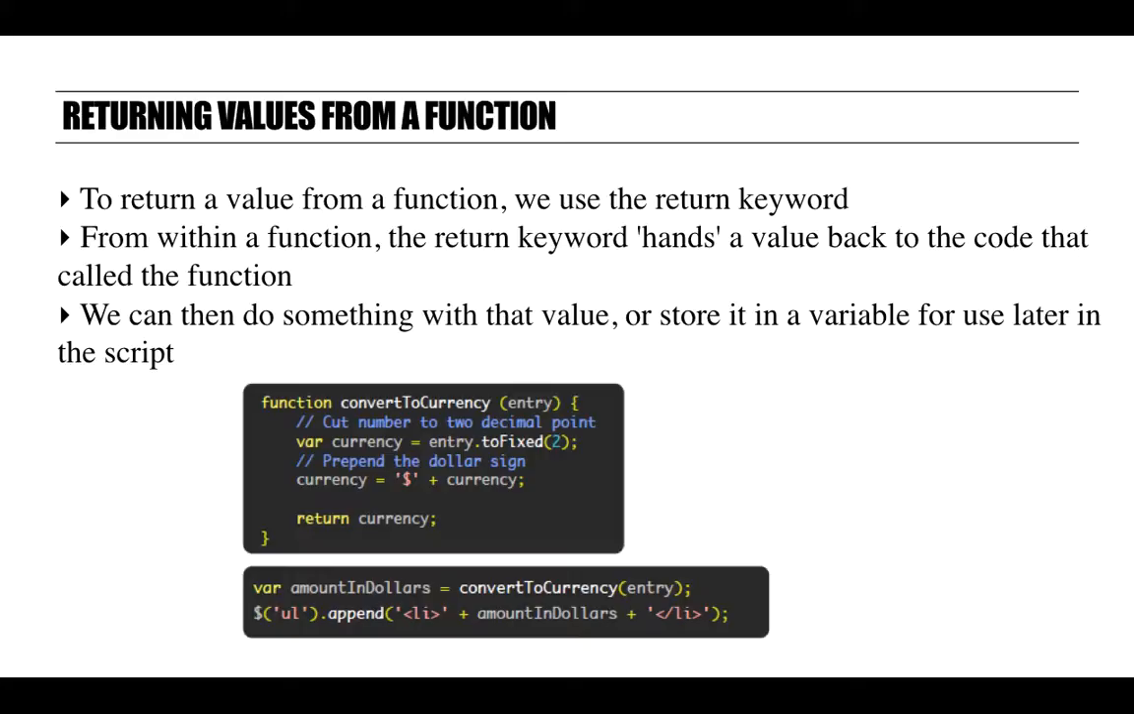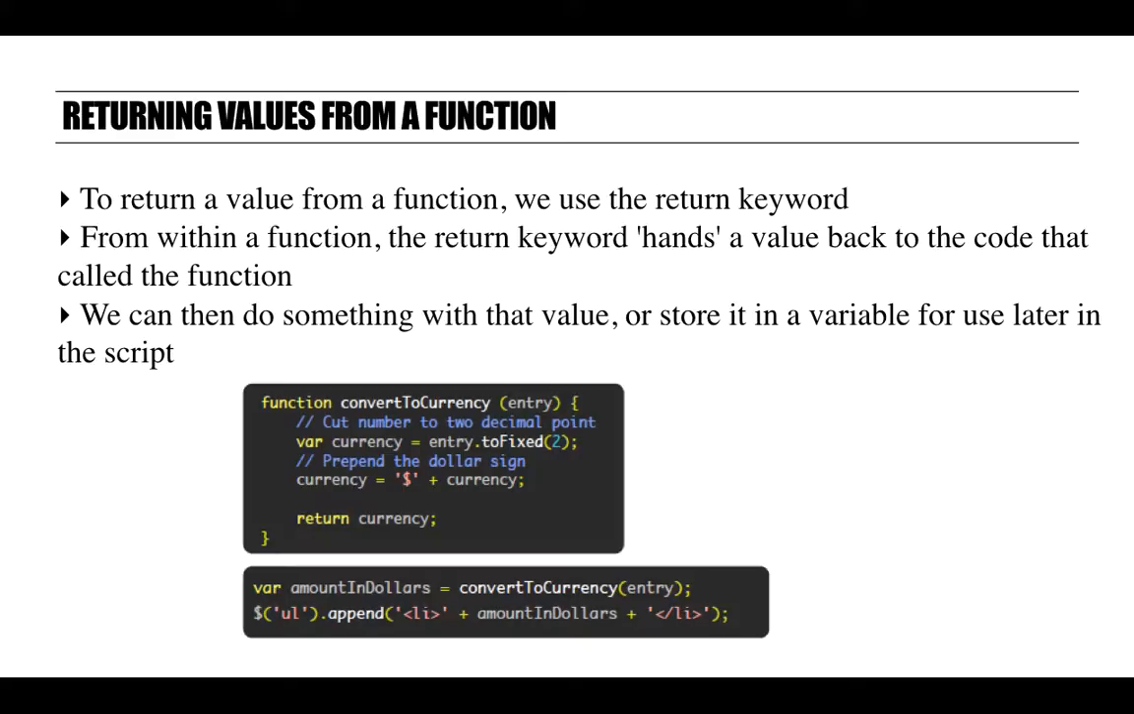We can ask the same question, reiterate the same point. Once I go return currency, then outside of that function, I can then call... No, so you're not going to be able to call currency. You're going to be able to use, in this case, amount in dollars. So that's going to be your global variable. So return currency basically becomes amount in dollars.